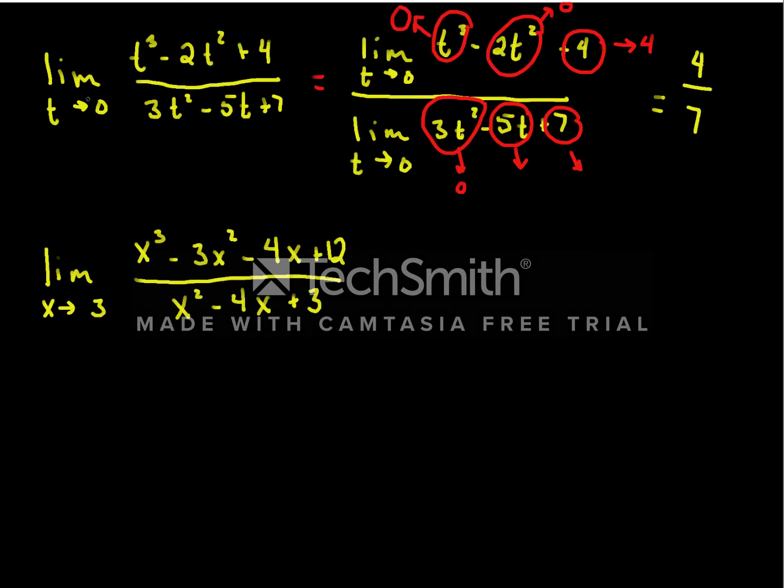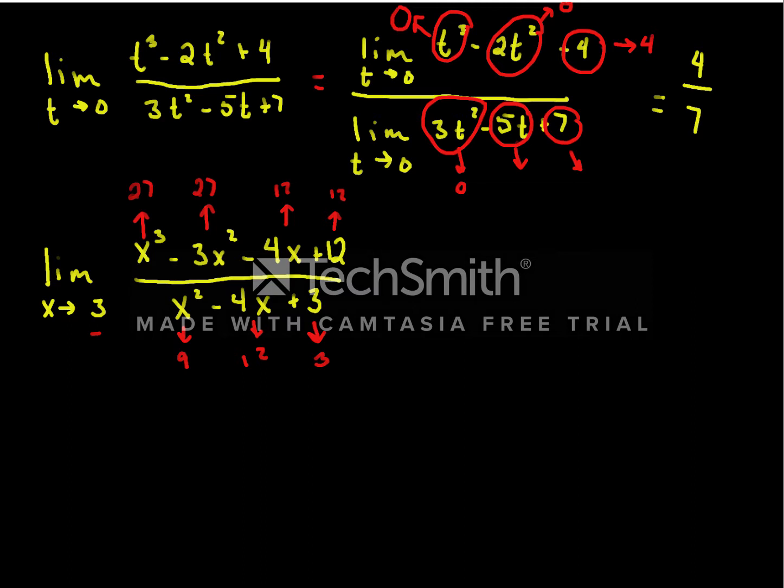So we're going to let x, now it's not going to 0, it's going to 3. So this is going to go to 3 cubed, which is 27. This is going to go to 3 squared times 3, which is 27. This is going to 4 times 3, which is 12. And this, of course, is going to 12. The bottom is going to 3 squared, so that's 9. This is going to 4 times 3, which is 12. And this is going to 3.